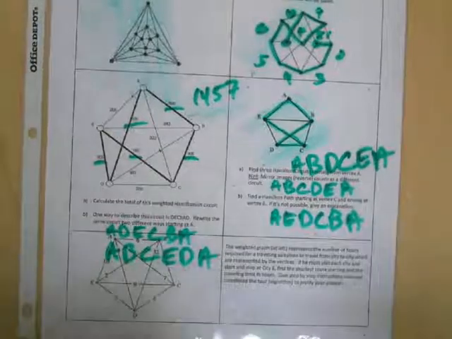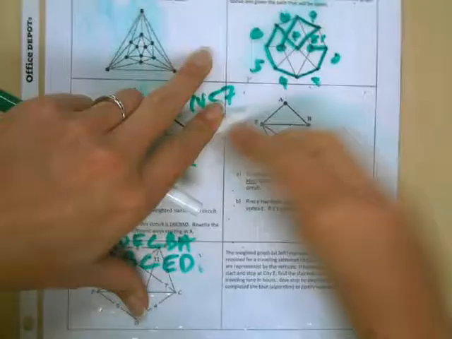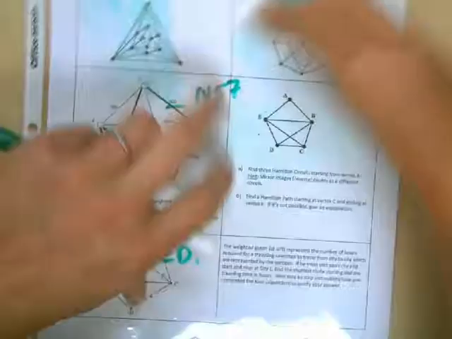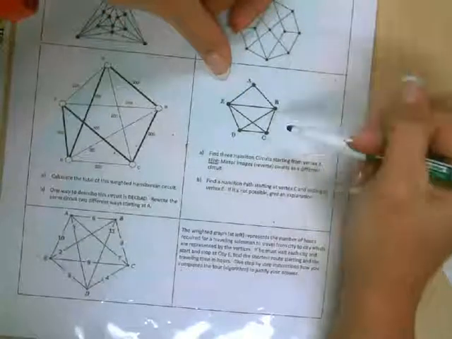Then it says find the Hamiltonian path starting at vertex C and ending at vertex E. If it's not possible, give an explanation. Okay, so let's see about that. All right, find a Hamiltonian path starting at C, ending at vertex E. Okay, so finding it starting at C, ending at E.